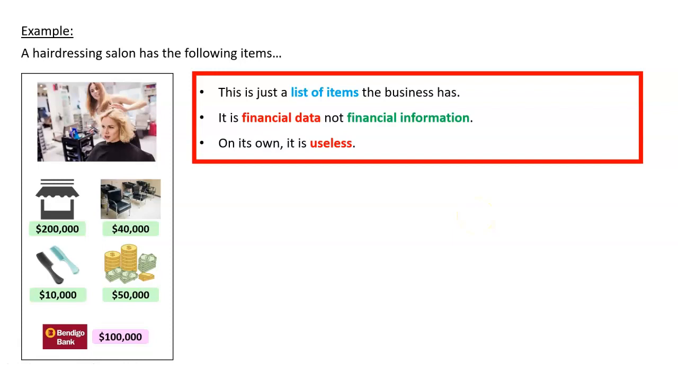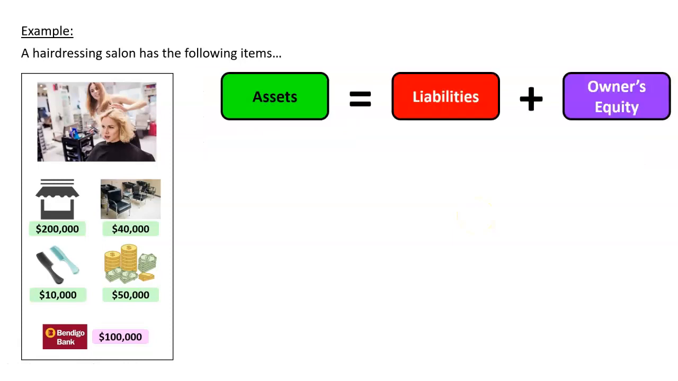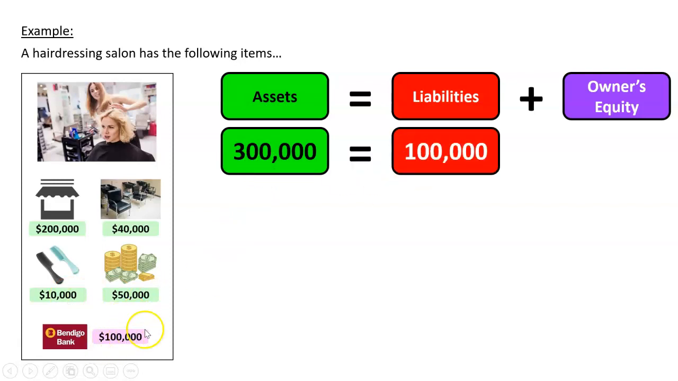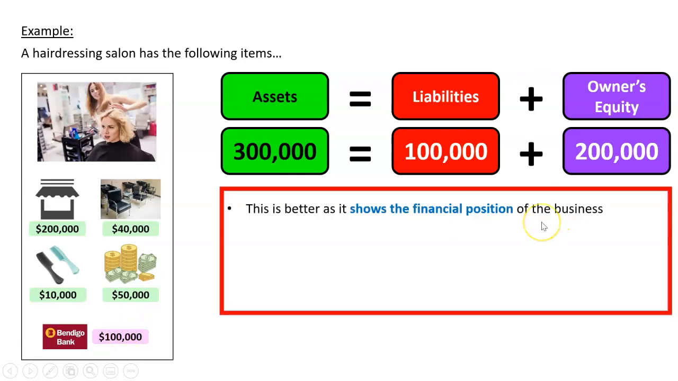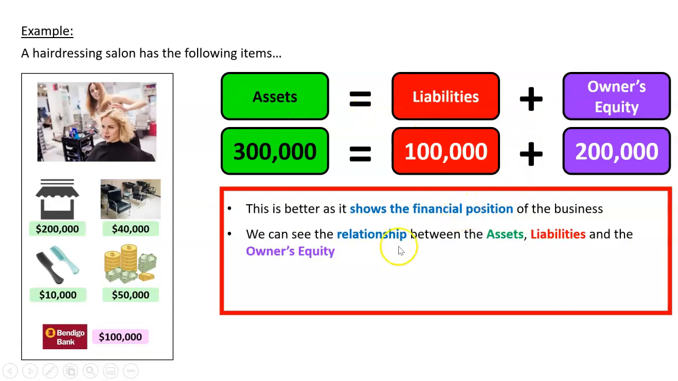So what we learned after that is there's a thing called the accounting equation. That's a little bit more useful. So we could say here, we added up 200 plus 40 plus 10 plus 50, that's $300,000 of assets, equals liabilities. We've got the one loan to the Bendigo Bank, and now we've got the owner's equity of 200,000. Well, that's starting to look a bit better. It now shows us what we call the financial position, the relationship of your assets to your liabilities and owner's equity, but it's still not great.